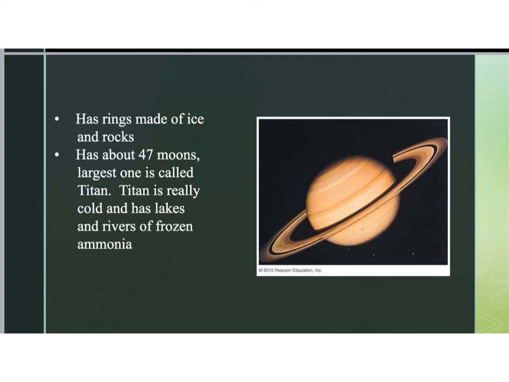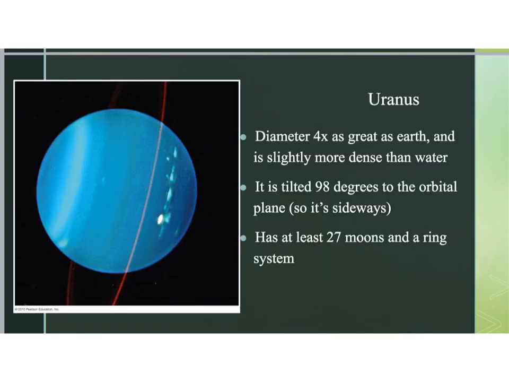And has about 47 moons. The largest one is Titan. Really cold lakes of frozen ammonia. Ammonia is used on Earth as a cleaning product, not pneumonia, that's a sickness. But yeah, so it has those characteristics. It's gaseous. This planet is huge, has a lot of moons. And then something else a lot of the other planets have, outer planets, is these rings. Saturn is just mostly well known for it.